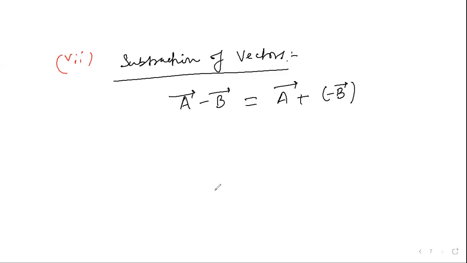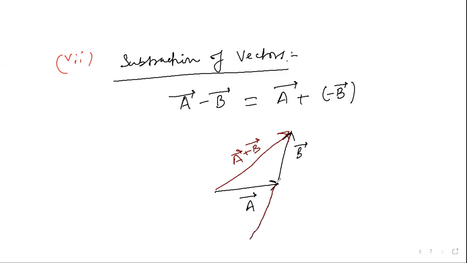I will show you with a diagram. So this is my A, this is my B. If I have to find A plus B, you know this is A plus B, right? Using the triangle of vector addition. But if I have to find A minus B, first find minus B. This is my minus B, because minus B will be the negative of B, that will have the same magnitude as B but oppositely directed. Then I find the resultant of A and minus B. I add minus B to A.